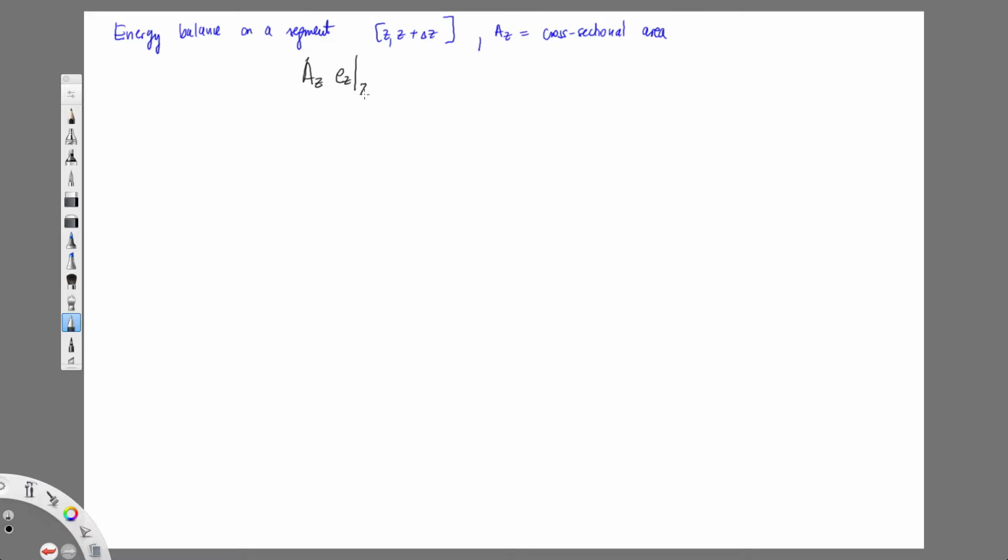and Ez evaluated at z. That's what is coming into my segment, minus area Az times Ez evaluated at z plus delta z. This is really 1D, so it's kind of simple. Plus SC, my rate of energy production per volume, times the volume, and volume is equal to Az times delta z, is equal to 0. Standard procedure: divide by this volume.